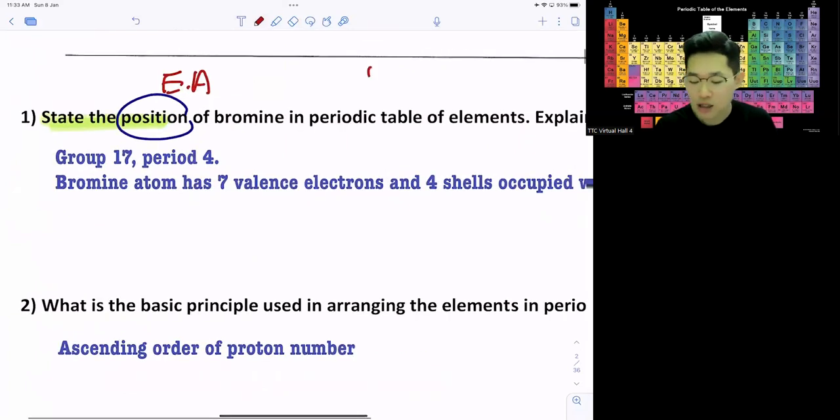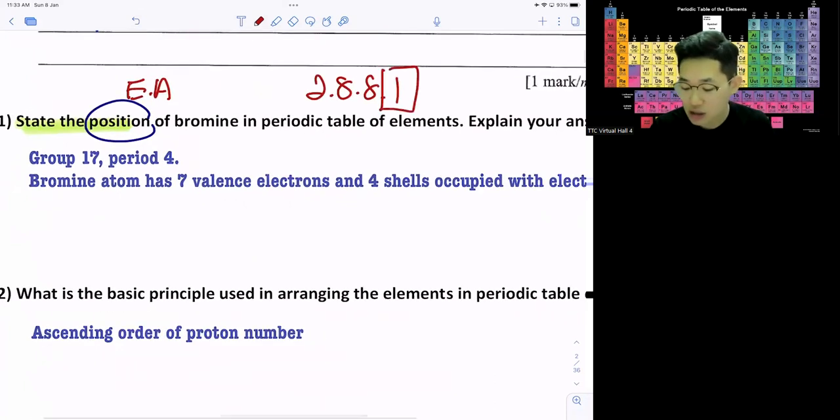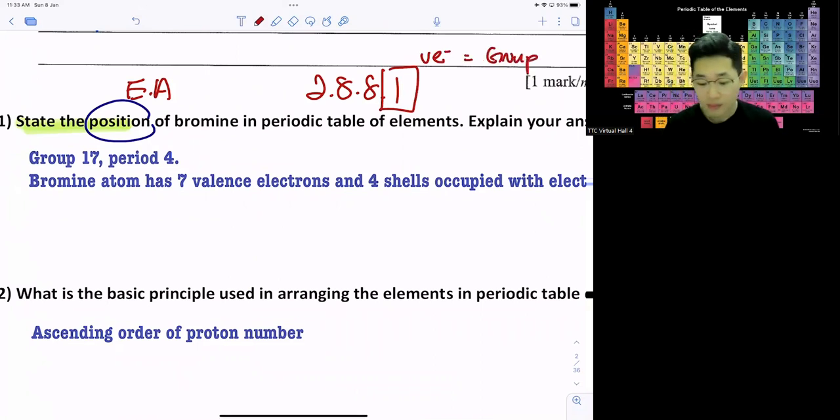So let's say 2881. As I told you just now, valence electron tells you the group. And then the number of shell tells you the period.